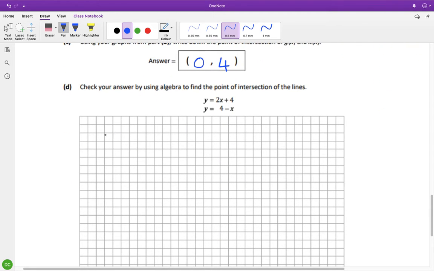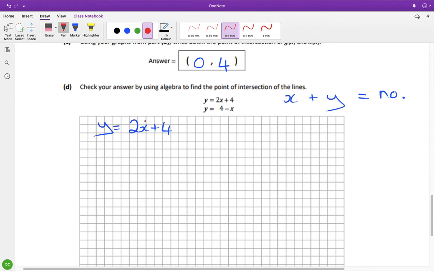So using algebra, so this is a simultaneous equation. So y equals 2x, actually, do you know what I'll do? These should always be x first, y second, and the number over here. So these are all in the wrong order, okay? So y equals 2x plus 4.